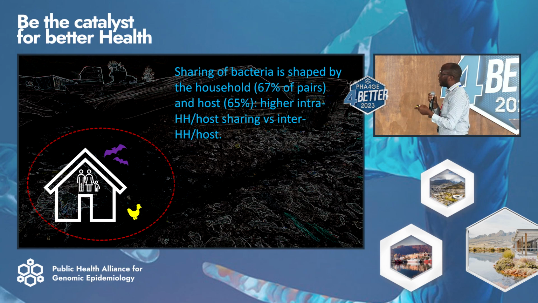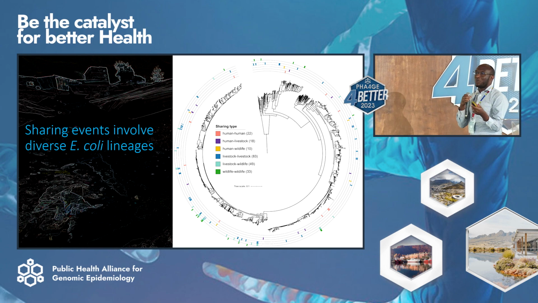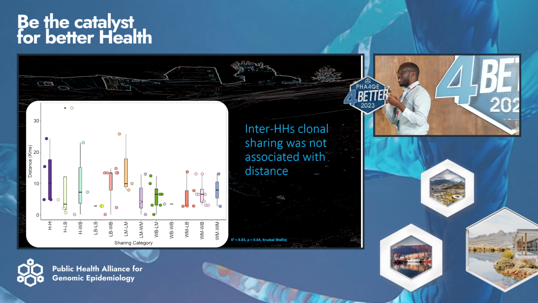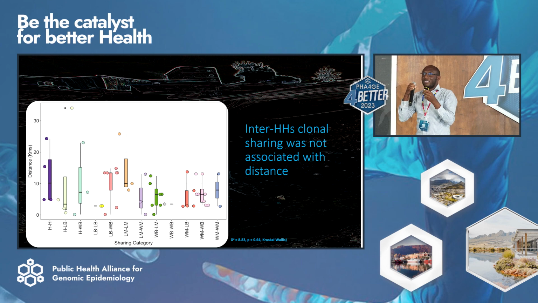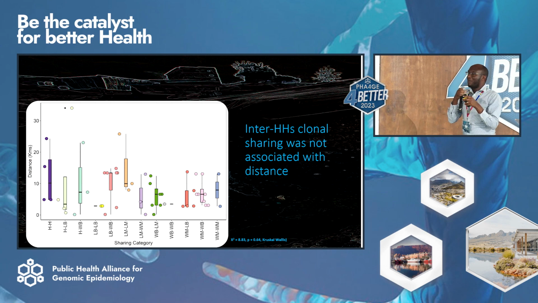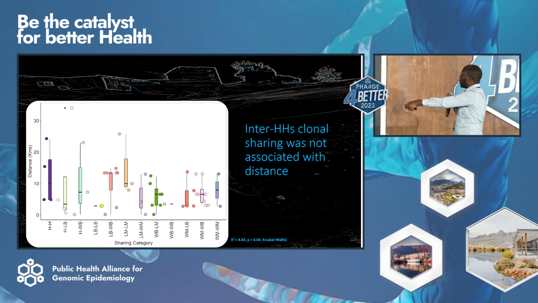And the second finding is that sharing did not matter with the E. coli lineage. You could hypothesize that it's only one lineage sharing, but actually it wasn't. Every dot here represents a sharing event, and basically says that sharing events were equally distributed across all the E. coli lineages. And then you can also hypothesize that sharing between households is limited by geographical distance. That is, household A and household B, if they're close to each other, they're more likely to share. But actually it wasn't the case. We found that inter-household clonal sharing was not associated with distance.